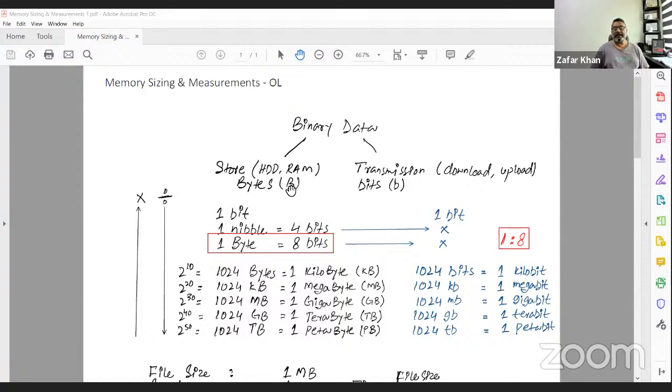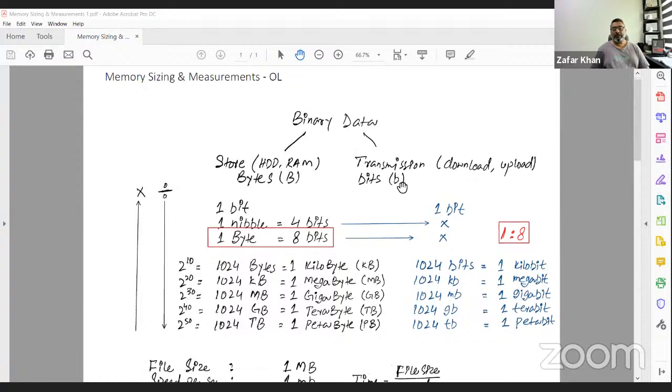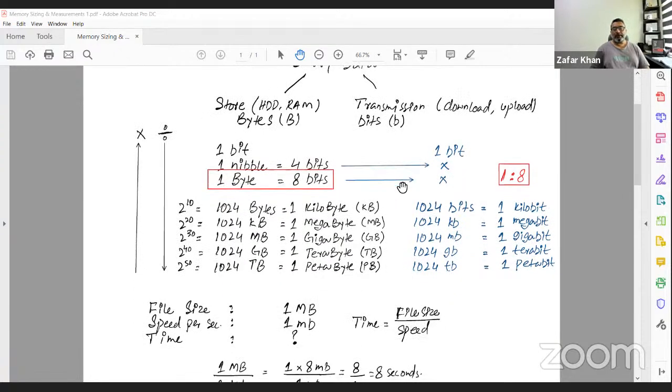So quantifying data when it is being stored, or the storage devices themselves, requires you to quantify it in terms of bytes. Whereas when the data is being transferred, downloaded, uploaded, whatever, it is being seen in terms of bits. So let's look at this chart.